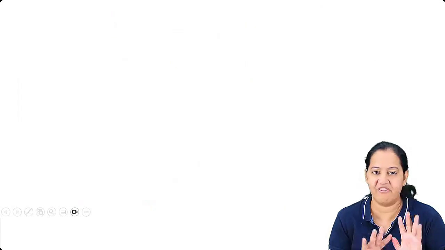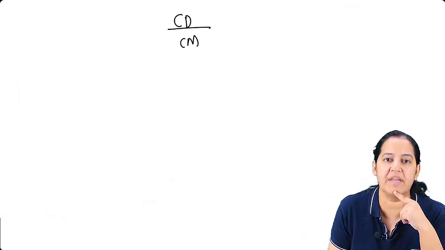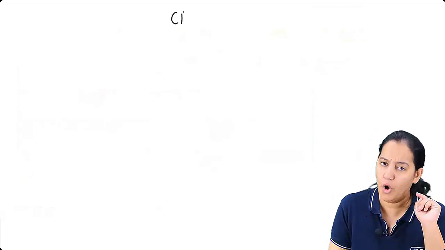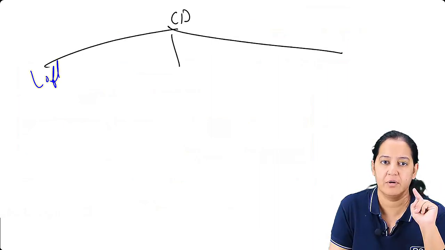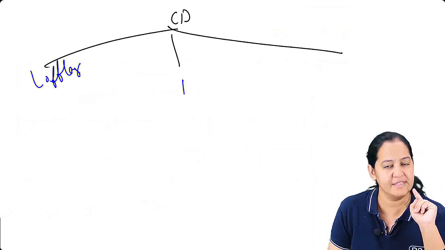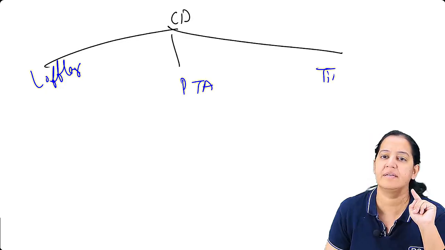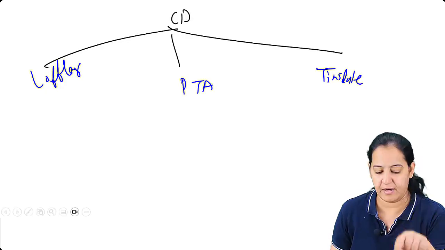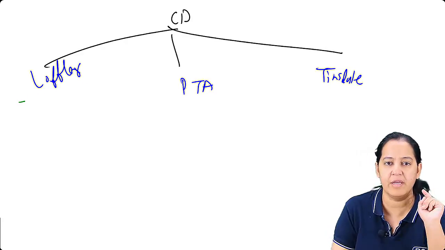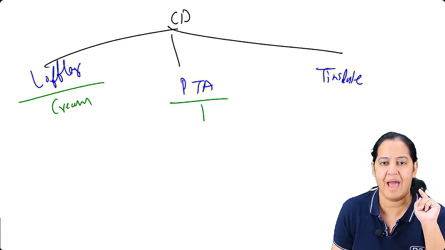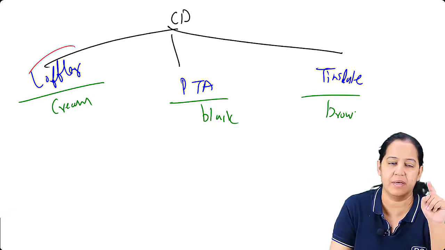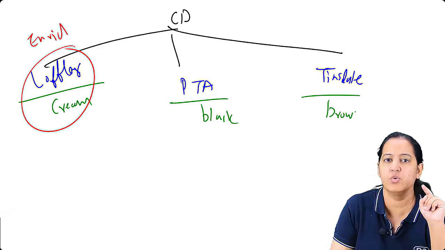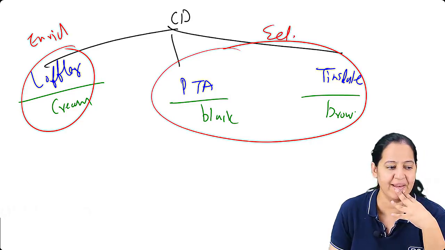Let me summarize. Finally मैं summarize कर रही हूँ culture media. Corynebacterium diphtheria के 3 culture media हैं. The first one is the Loeffler serum slope. The second is the potassium telluride agar, and third is the Tinsdale agar. Loeffler पे it form cream colony, PTA पे it form black colony, and Tinsdale पे it form brown colony. Among the 3, this one is enriched, and these 2 are selective. You can write if you wish. मैंने लिख के तो दिया है वैसे सब.